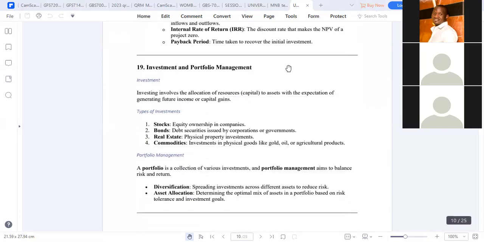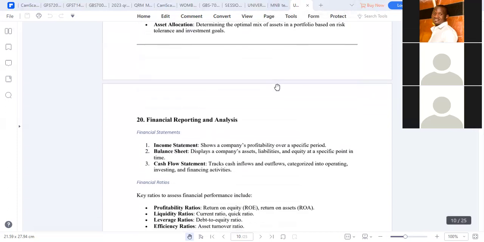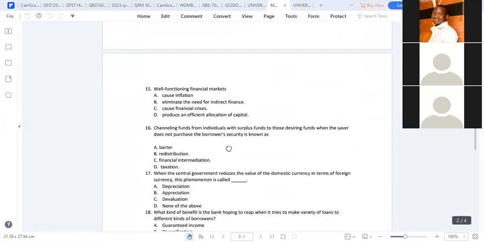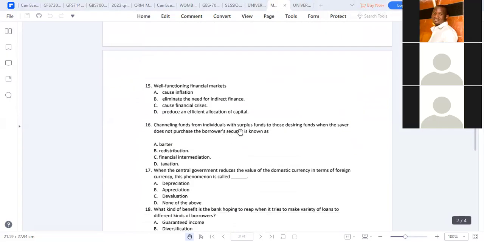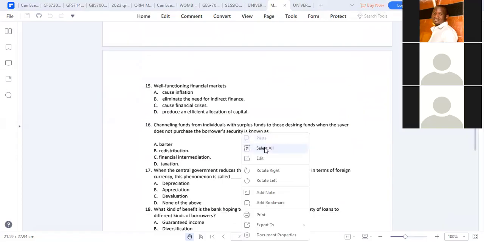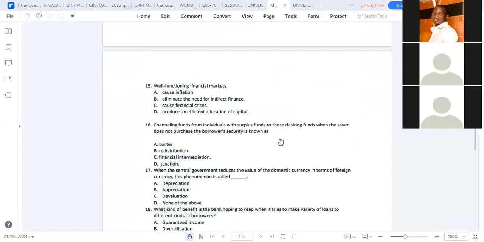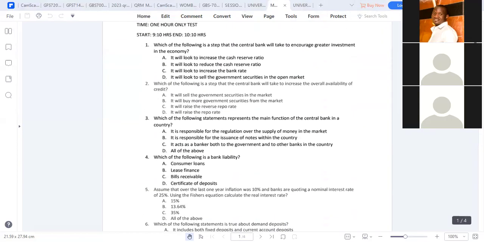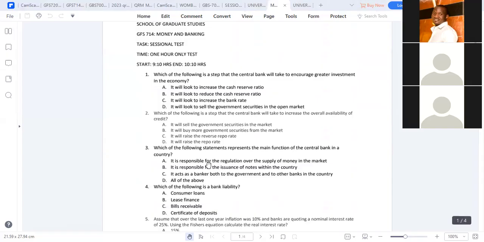Okay, so now I think we've covered most of these that are recurring that we have done already. So now we go to our test quickly. We'll look at some of the questions that came. So it was how many minutes, an hour's test that was supposed to be done.